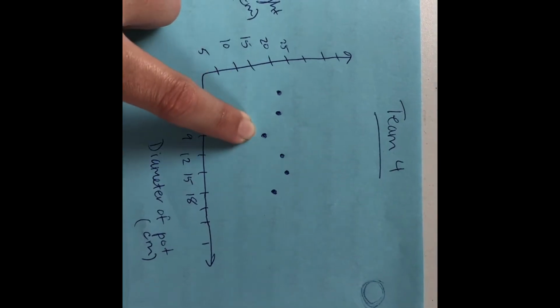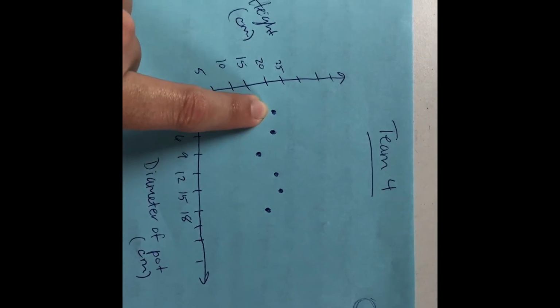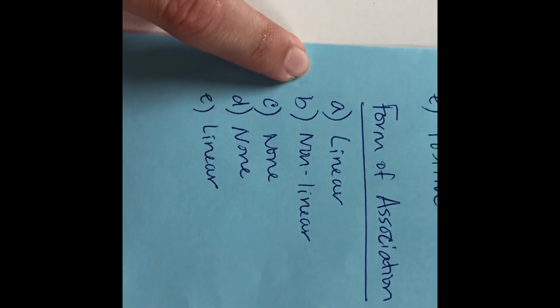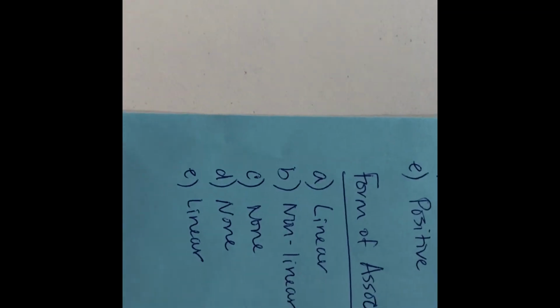And then, oops, you just saw my answer. Team 4, again, would be none. There's no form here. It's not positive or negative. And for team 5, I would say that's linear. It looks to be going up in a straight line, and it has a positive association. So our order there was linear, nonlinear, none, none, and linear.